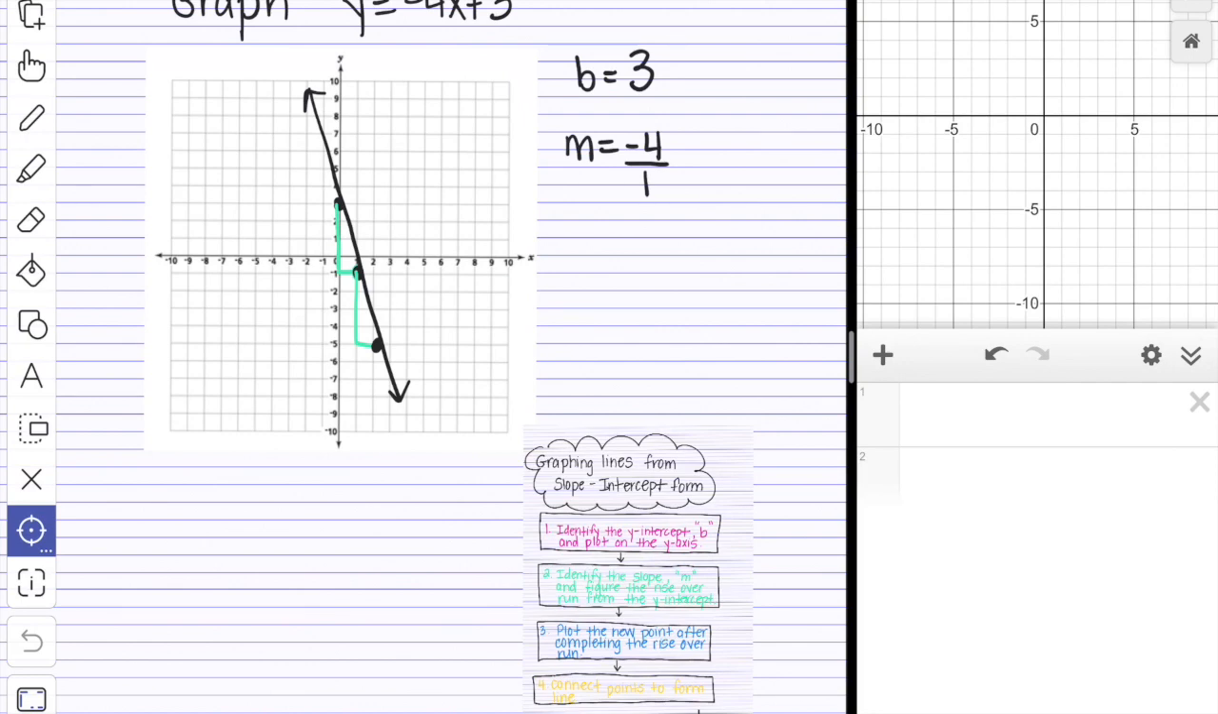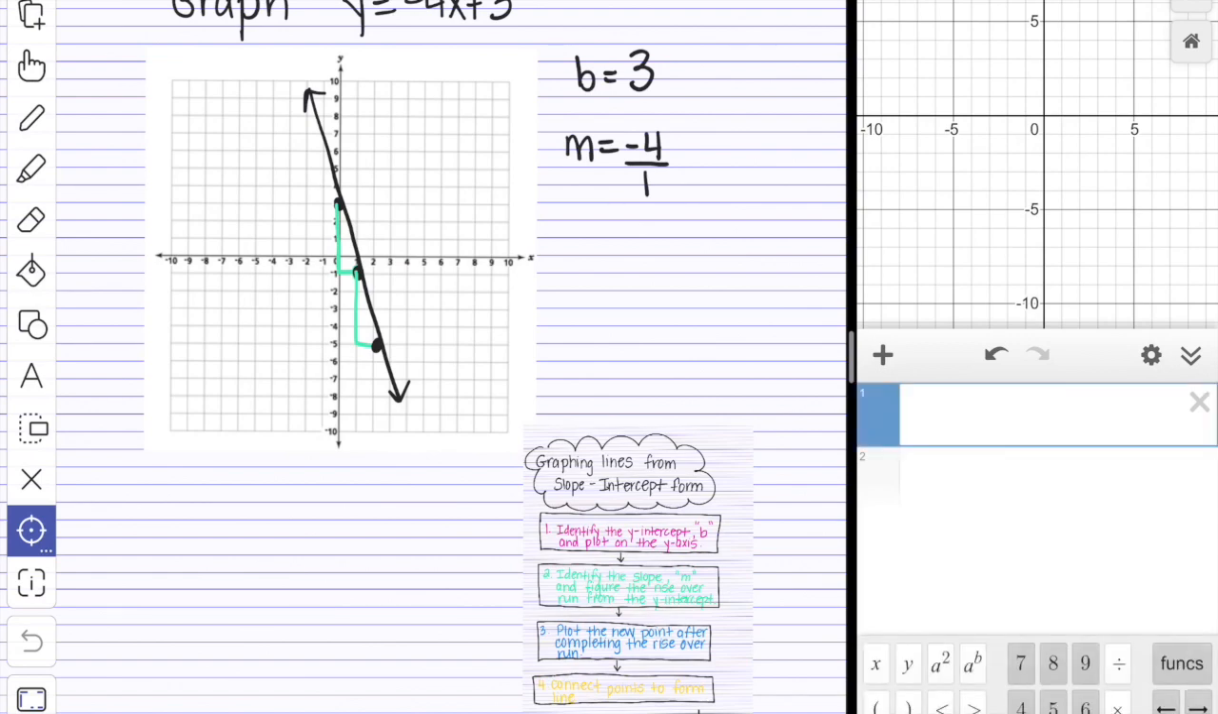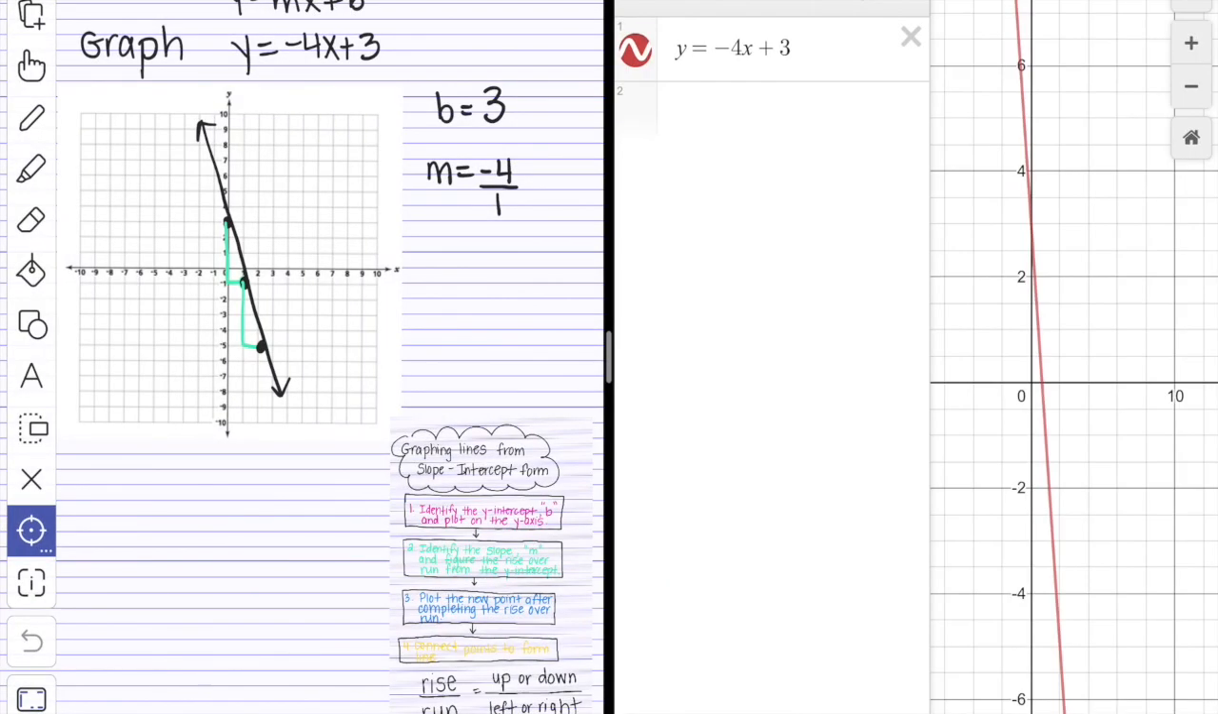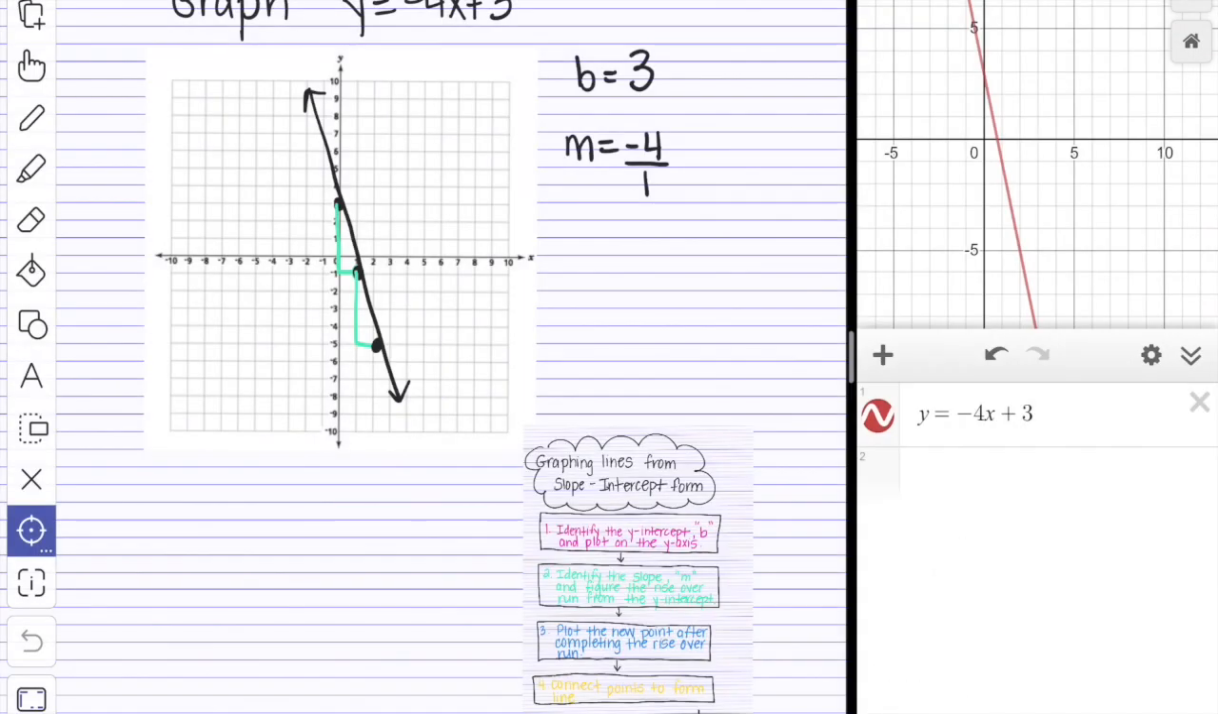Now, the last thing I want to review is you can actually check your graphing in Desmos. So I've got the Desmos version pulled up here, and I'm going to simply type in my equation. So y equals negative 4x plus 3. Now, a couple of things that I want to check while we're looking at this is the y-intercept. So I can click the y-intercept and it'll give me the 0, 3, which is what we got. And I can do my rise over my run. So the point that we had for when we did rise over run, when we went down 4 and right 1, was at the point 1, negative 1.